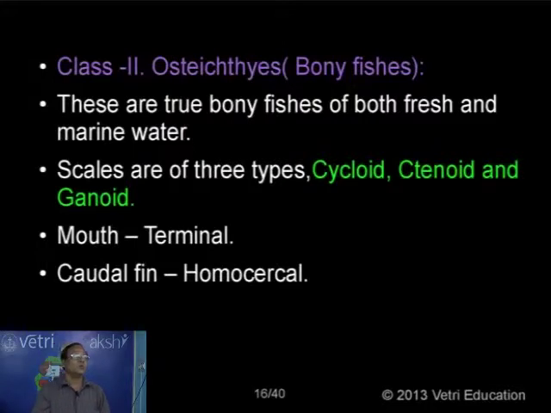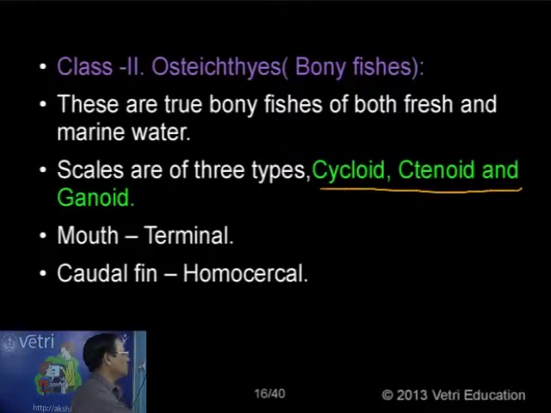But they are found both in freshwater and marine water, as I mentioned earlier. And I also mentioned the types of scales: cycloid, ctenoid and ganoid. In most fishes we have cycloid and ctenoid. Cycloid are more or less round in shape. Ctenoid have some teeth-like structures at the bottom. And the ganoid scales are somewhat smaller. Then the mouth is terminal. In the comparison we see the caudal fin is homocercal, I drew the diagram already, having two equal lobes.